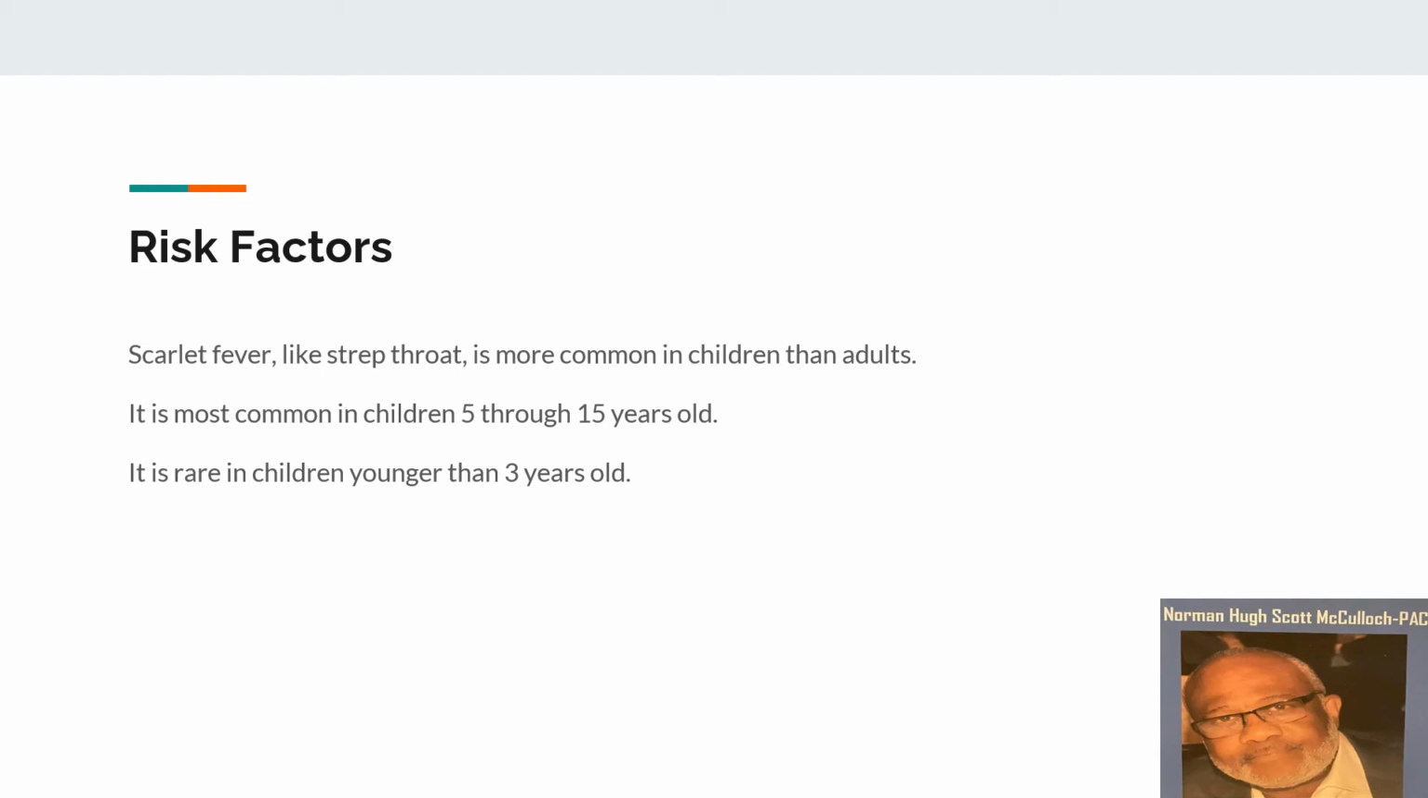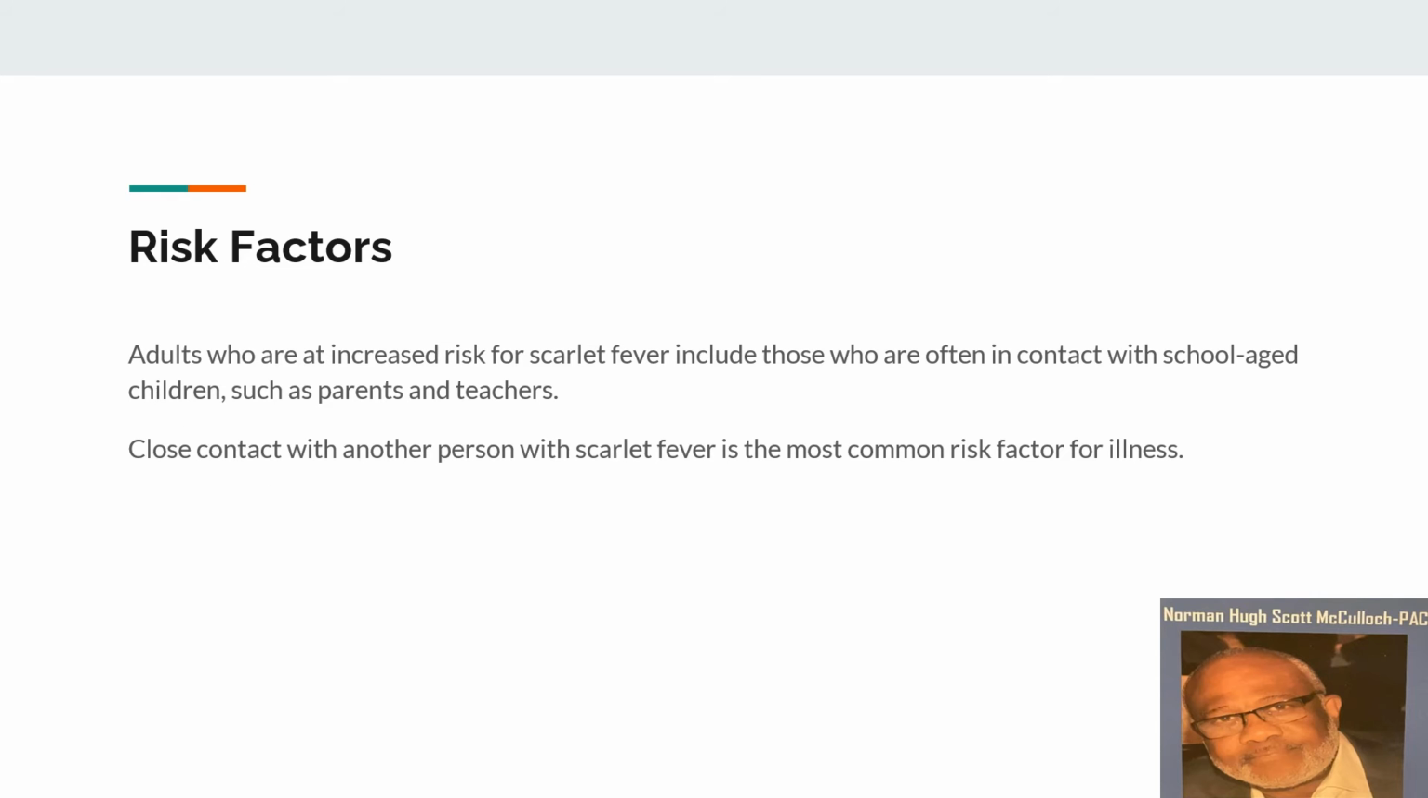The risk factors. Scarlet fever, like strep throat, is more common in children than adults. It is most common in children 5 through 15 years old. It is rare in children younger than 3 years old. Adults who are at increased risk for scarlet fever include those who are often in contact with school-age children, such as parents and teachers. Close contact with another person with scarlet fever is the most common risk factor for the illness.